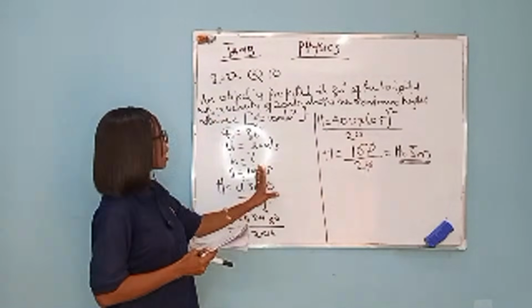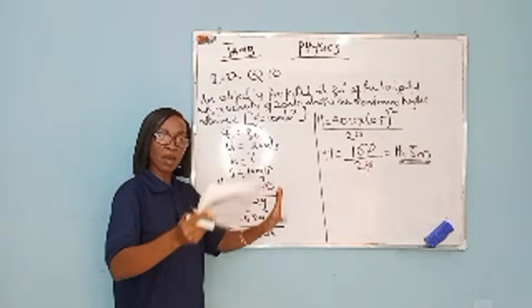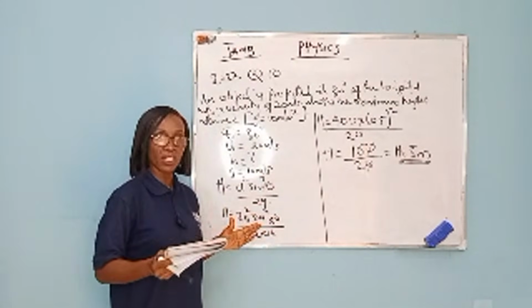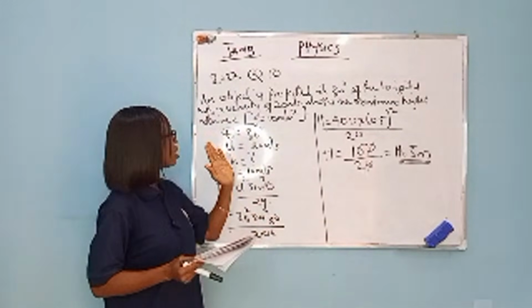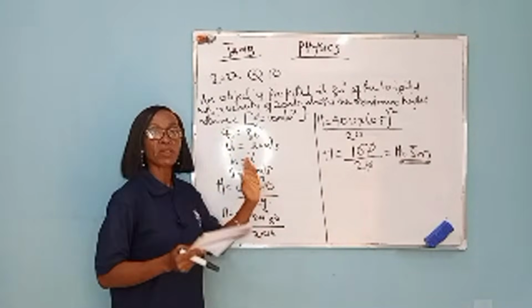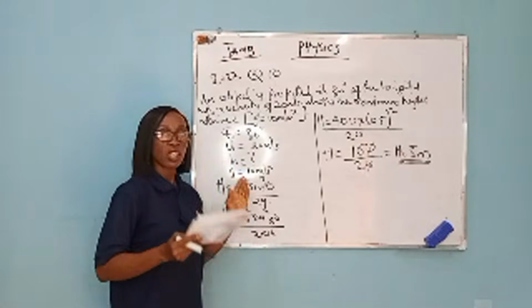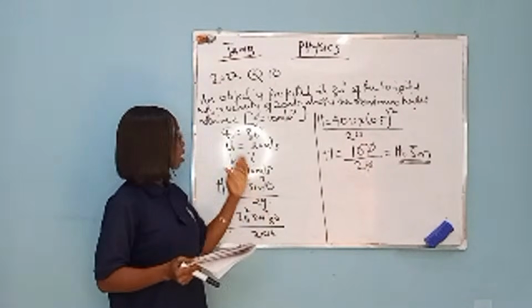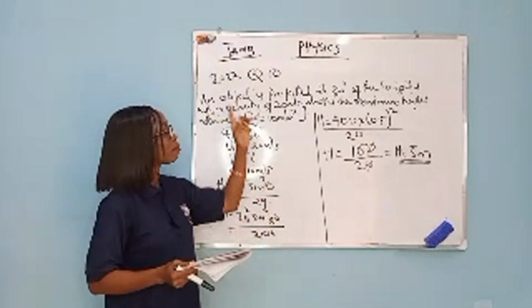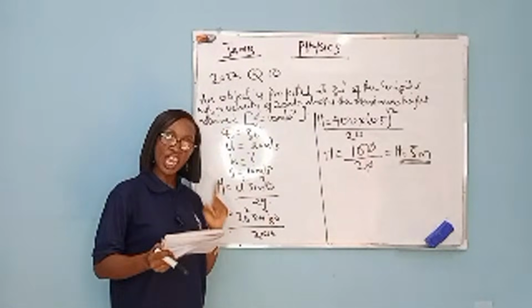I said again, the first thing you do is write out your parameters. What am I looking for? What am I given? I'm given the angle as 30 degrees. I'm given velocity as 20 meters per second. I'm also given g, which is the acceleration due to gravity, as 10 meters per second square. And I'm asked to find the maximum height, H.